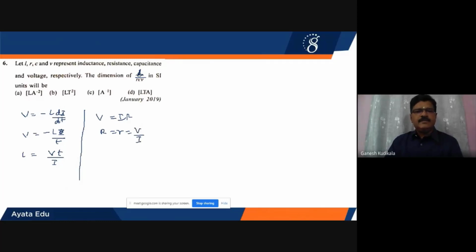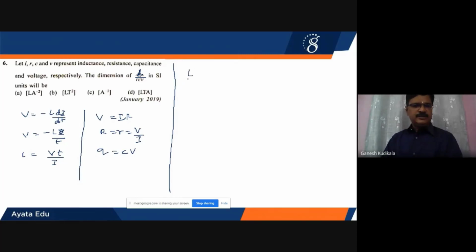Next is C and Q. Charge will be equal to capacitance into potential difference. These formulas you have learned even in the 10th class. Let us go for the substitution of these physical quantities in L by R C V. L is given by V T by I.